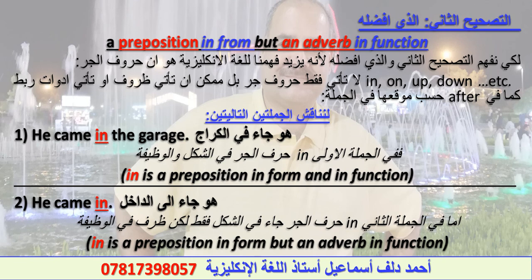Let's discuss the following two sentences. First sentence, he came in the garage. Here in is a preposition in form and in function. في الجملة الأولى he came in the garage، هو جاء في الجراج. هنا عندنا in هي حرف جر a preposition in form بالشكل and in function وبالوظيفة.